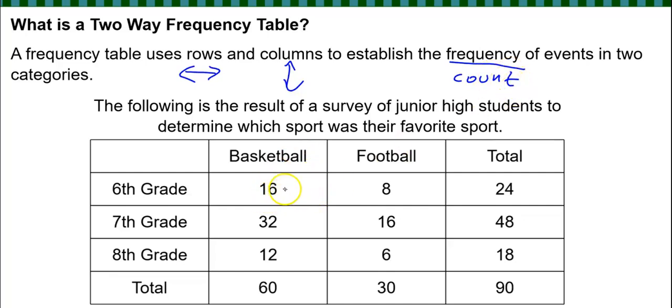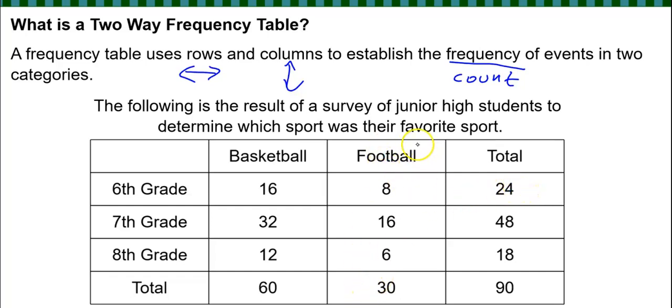So like right here, if you're looking at this one, the following is the result of a survey of junior high students to determine which sport was their favorite. I talked to kids and they said basketball or football. Right here in sixth grade, 16 people said basketball was their favorite. In sixth grade, 8 people said football was their favorite. And then there were 24 sixth graders that were asked. That's how we read that.